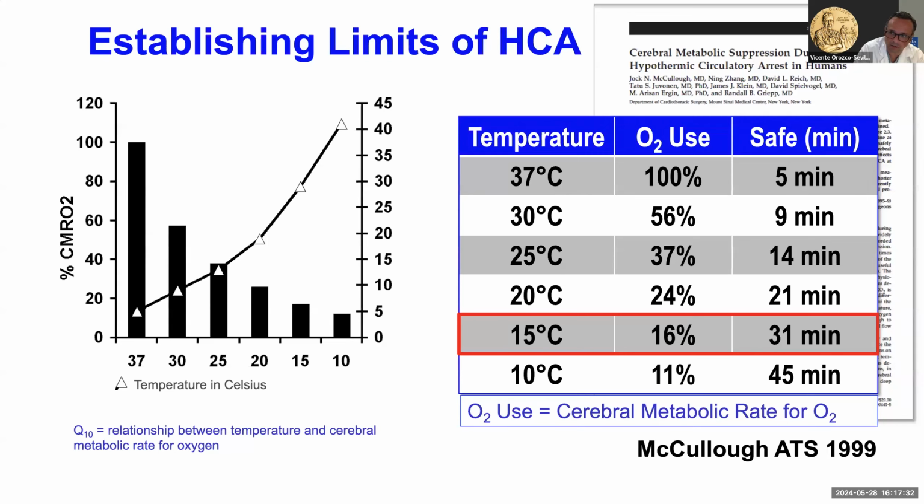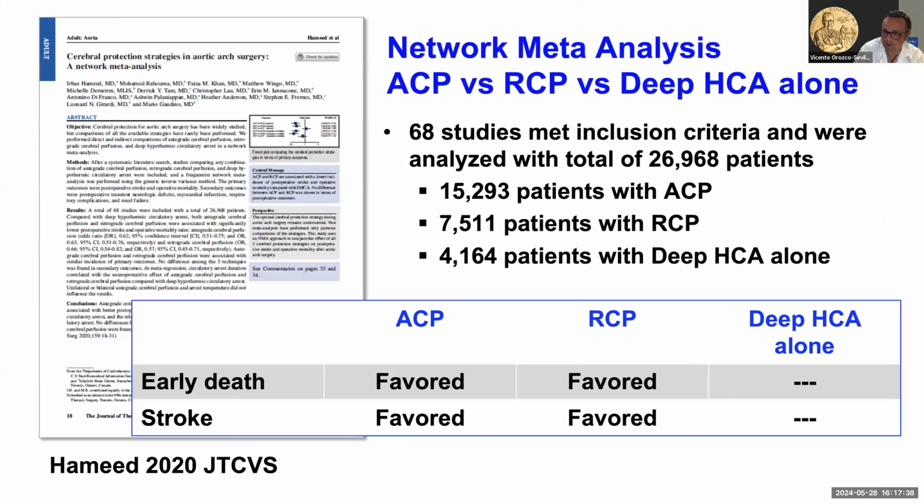That's the reason that we use other adjuncts like anterograde cerebral perfusion or retrograde cerebral perfusion. In this meta-analysis of 68 studies, everything is favored if you use anterograde cerebral perfusion or retrograde cerebral perfusion. So if you go out in the community and your surgeon asks what we should use, I think what you should tell him is he should use some sort of protection, either anterograde or retrograde cerebral perfusion, but not deep hypothermic circulatory arrest. I think stroke is a little bit more common when you use that technique versus using ACP and RCP.